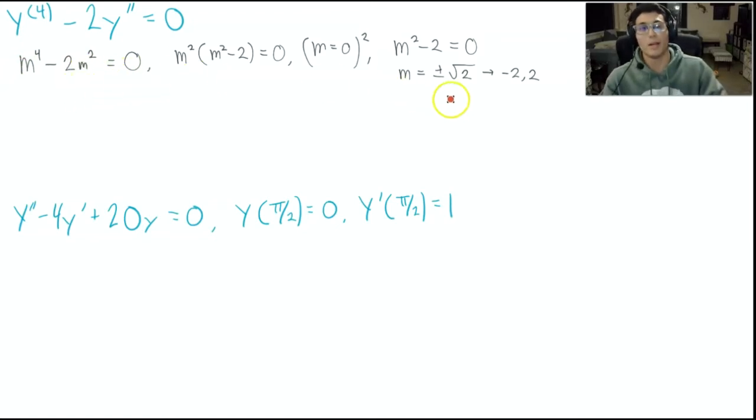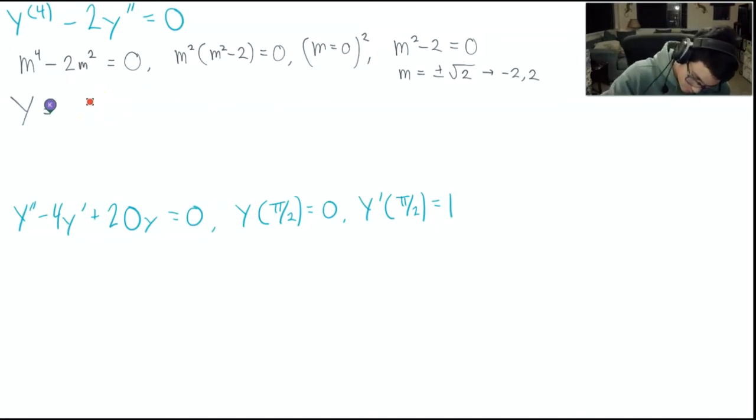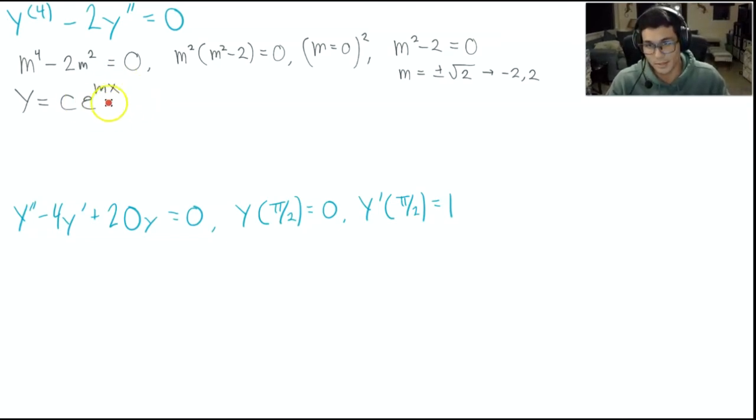Okay, so if we have 4 values for m that are roots, then we must have 4 terms in our solution for the differential equation. So y is equal to c1. Before I write that out, let me write the most general form, if you're unfamiliar. We usually write it as y is equal to some constant c, times e to the mx, and e to the mx because everything is real roots here.